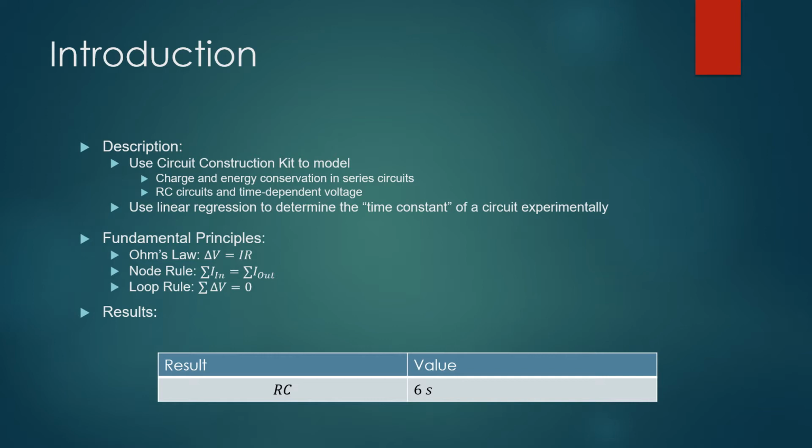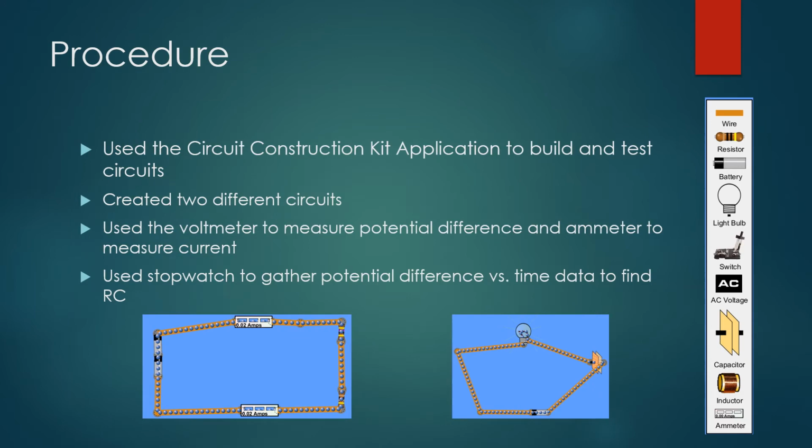The fundamental physical principles involved are Ohm's law, the node rule, and the loop rule shown here. Finally, for results, we found that the RC value or the time constant was 6 seconds. So now for the procedure.